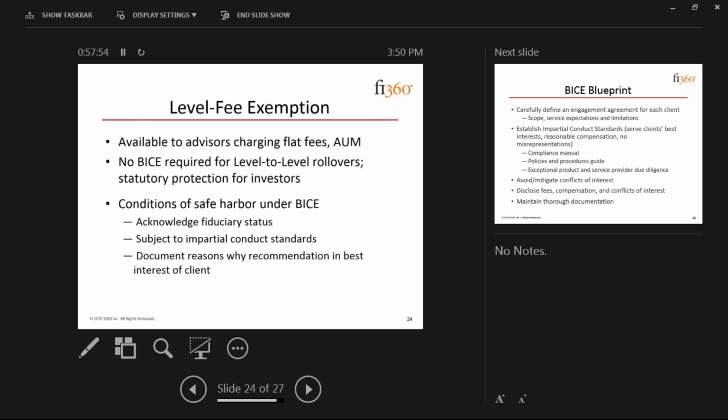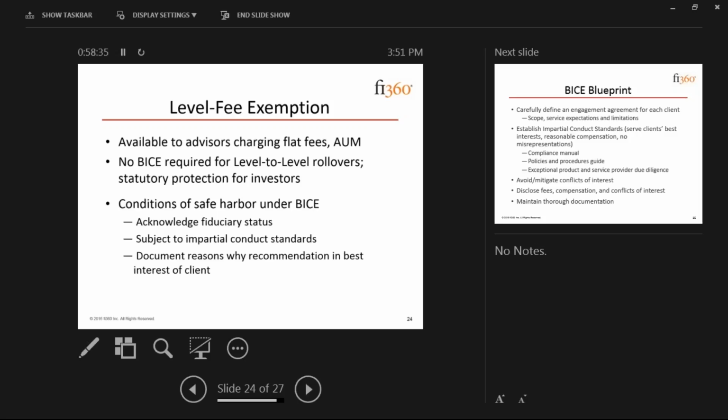This level fee exemption, some refer to this as BIC light or BICE light. This is a case where you're an advisor, your compensation structure is levelized. You're providing advice to a 401k participant, and they leave the company. You have a conversation about rolling it out of the plan and into an IRA. You go through that whole process that we described earlier. The decision is made to roll it out. And when you move it into an IRA, your compensation is level there as well. However, your compensation with the IRA is higher than it was for the 401k.